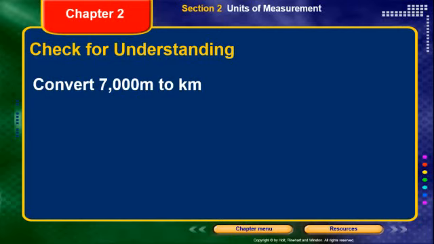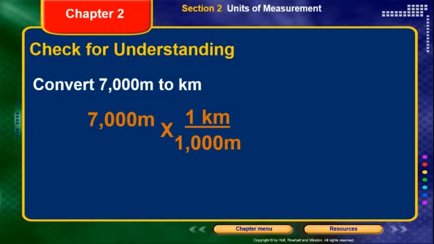All right, let's see how we did. So we have 7,000 meters. That's what we're starting with. We're going to set up a conversion factor. We have to multiply when we do conversions. And I'm going to set up my conversion factor with kilometers on top, meters on bottom. Meters on bottom because I know I need to be dividing meters by meters.